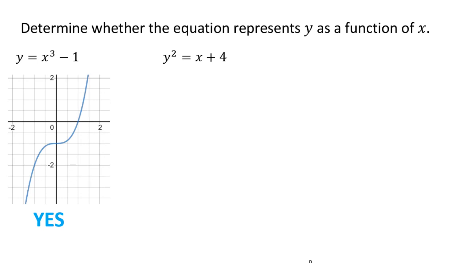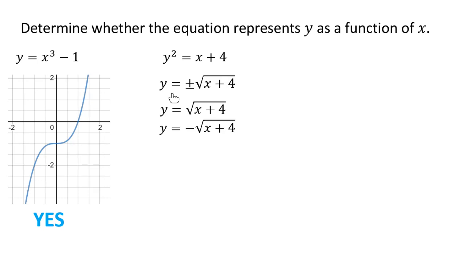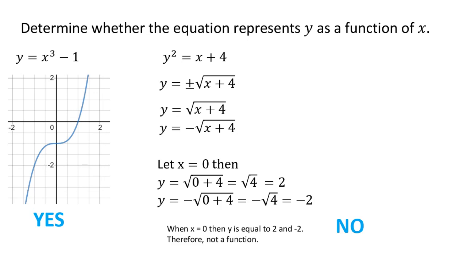And then this last one, y squared is equal to x plus 4. We can simplify to solve for y, and we take the square root of both sides, and we have these two equations: y is equal to the square root of x plus 4, and y is equal to the negative square root of x plus 4. So if x is equal to 0, we have two different answers, right? Without applying our vertical line test, we can see that for one x value, we have two different y values. So this graph does not represent a function. Okay.